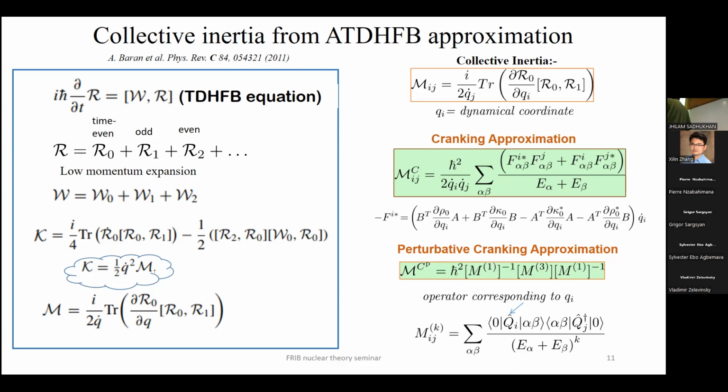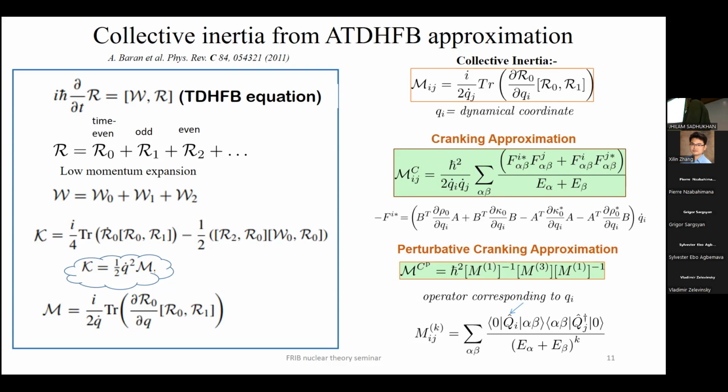And if we now generalize it to a multidimensional surface, multidimensional coordinates, then it is generalized like this. Now here it involves this time-odd density, so we cannot generate this time-odd density using static solutions, which involve only the time-even solution. So we often apply the cranking approximation, where this time-odd term is neglected, and we get this compact form, which involves these F matrices, which are basically coordinate derivatives of this density.